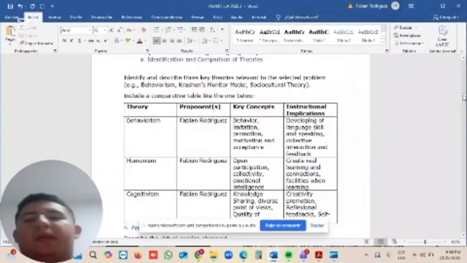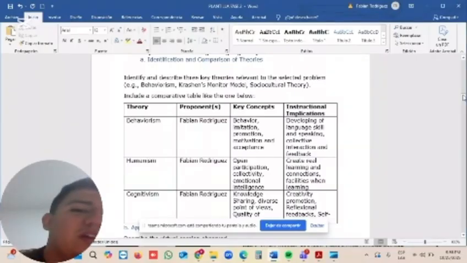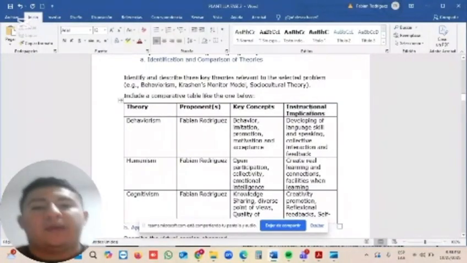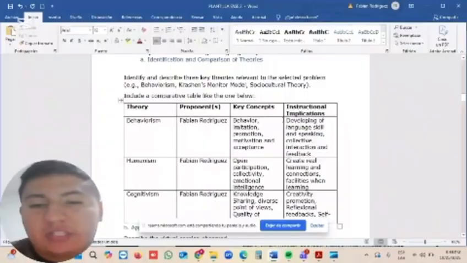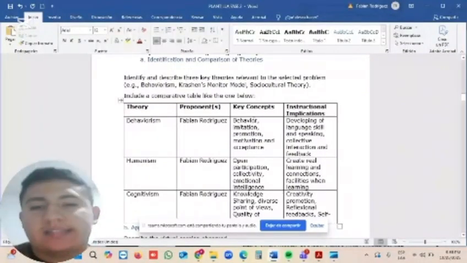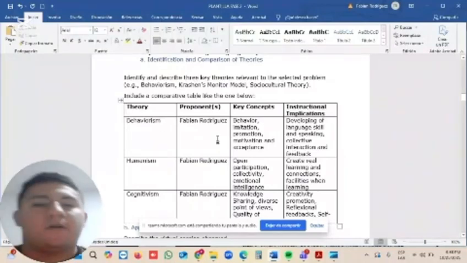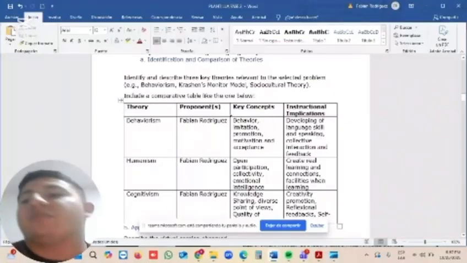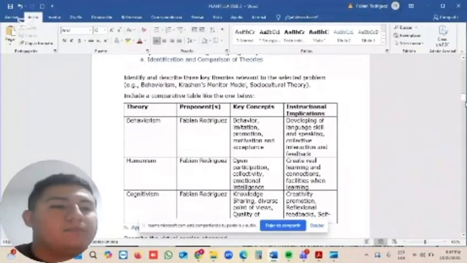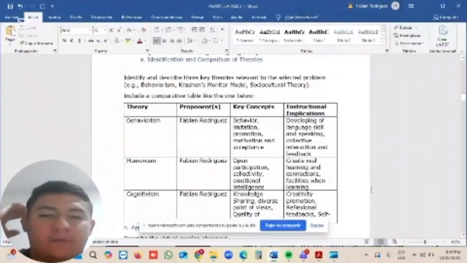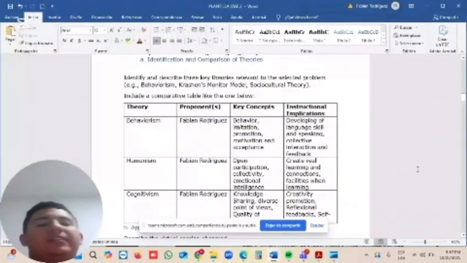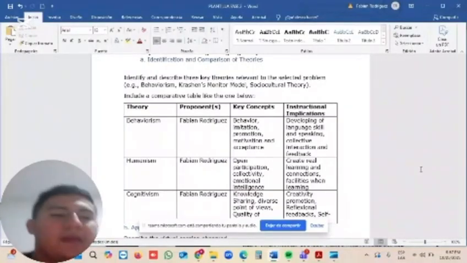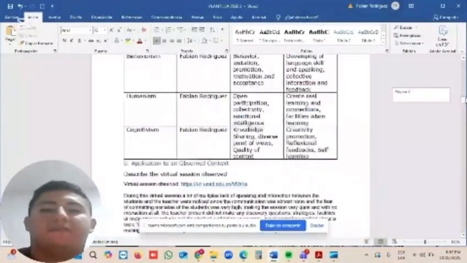Trying to explain a little bit more about those theories, you can see in this part the key concepts. Basically, those are the really important concepts and ideas that we got to know about these theories. Behavior imitation, promotion, motivation, and acceptance are part of the behaviorism theory that I highlighted right here. Humanism: open participation, collectivity, and emotional intelligence. Cognitivism: knowledge, sharing diverse points of view, and quality of content.